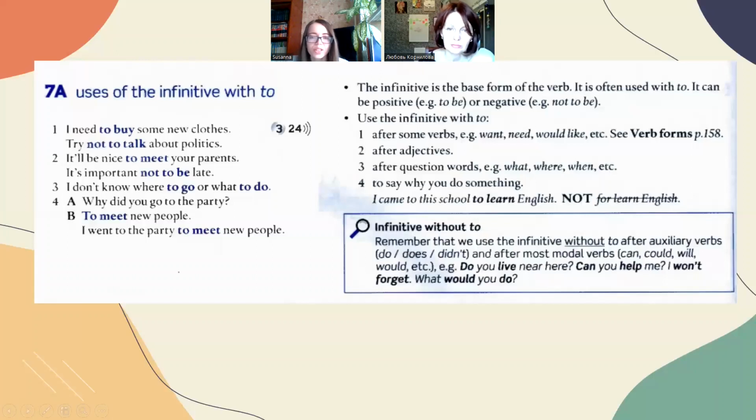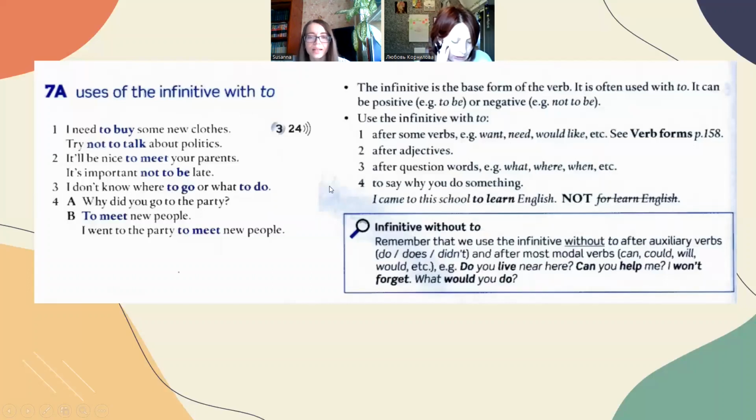So next rule is number 3. We use the infinitive with to after question words. For example, what, where, when, and so on. Let's look at the example number 3. I don't know where to go or what to do. So where and what are question words, and we use the infinitive with to: to go, to do.